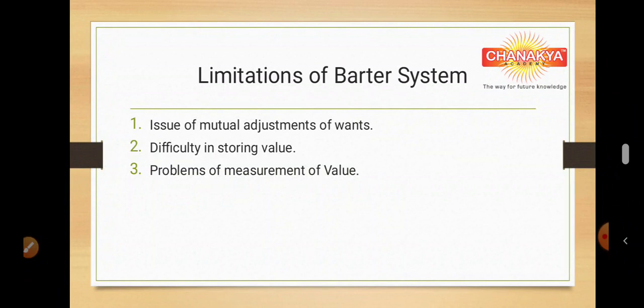Because in the barter system we always sell or exchange what we have, or what we have in extra, right? I have extra rice which she does not require, and she has one extra copy of the textbook which I require. So there is no mutual adjustment of want. In a situation where the requirements of both buyer and seller are not fulfilled, we say that there is the issue of mutual adjustment.